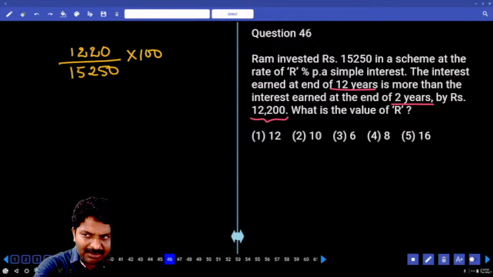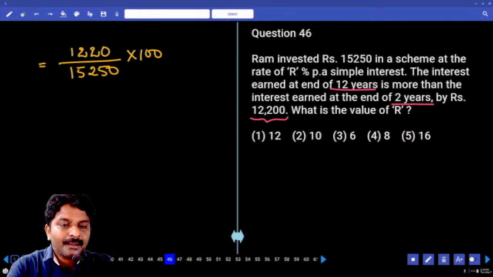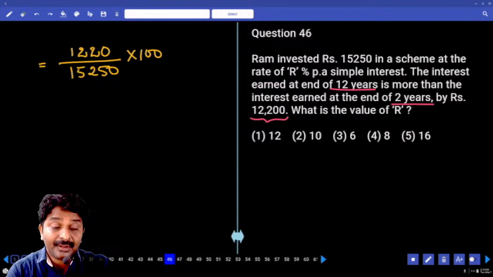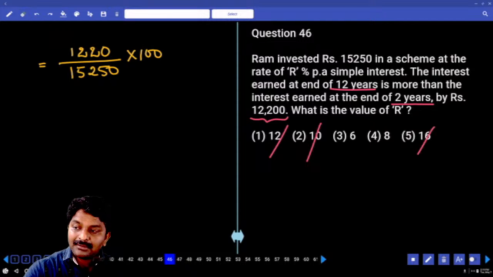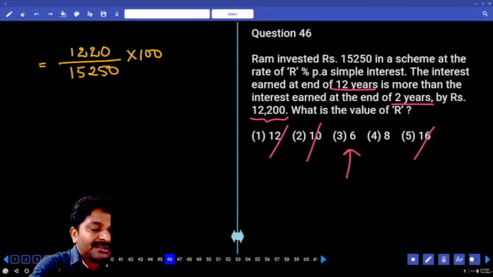Right. What is 10% of the denominator? Our numerator is less than that, so the answer is less than 10%. How many options? The third option is a multiple of 3, right? What is our numerator? 1220. Not a multiple of 3. So can this be your answer?